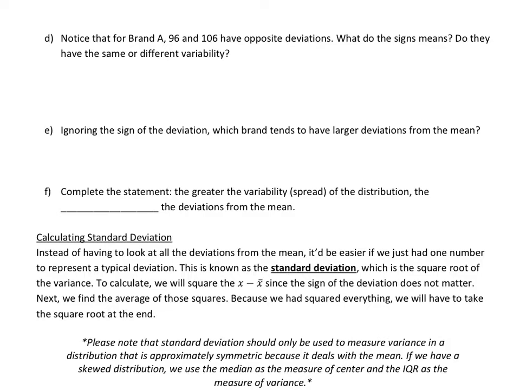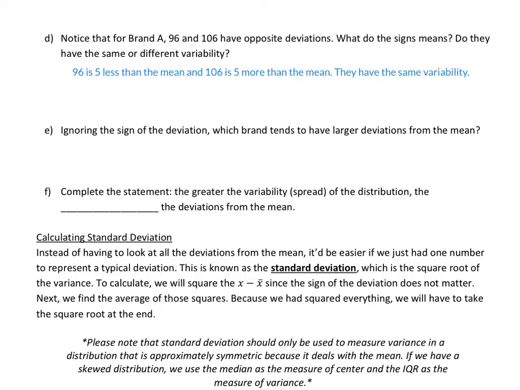Well, 96 is 5 less than the mean, which is 101, and 106 is 5 greater than the mean, which is 101 again. So even though they're opposites, they have the same distance away from the mean. So we would say that they have the same variability. Take a moment to pause and jot that down.